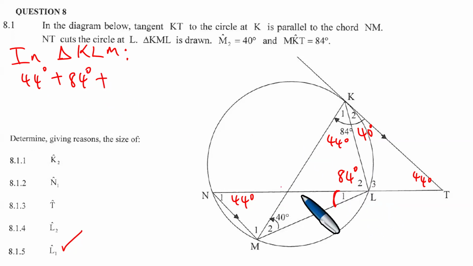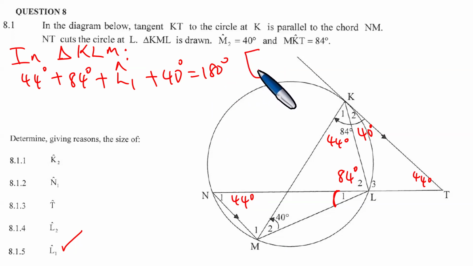44 degrees plus 84 degrees plus L1 plus 40 degrees. If you add all of them, you get 180 degrees. This is the sum of the interior angles of a triangle.